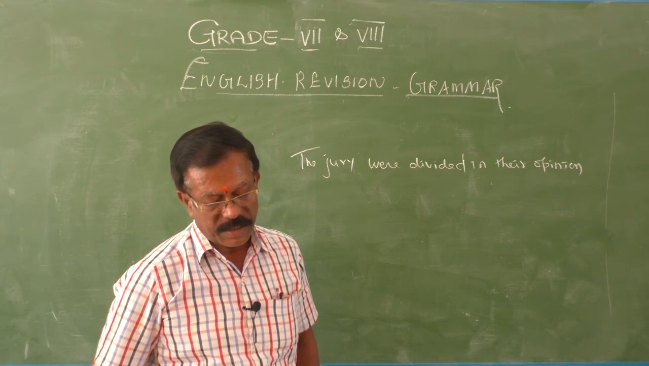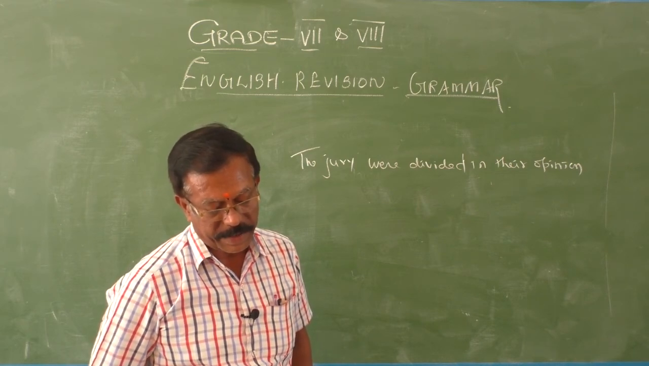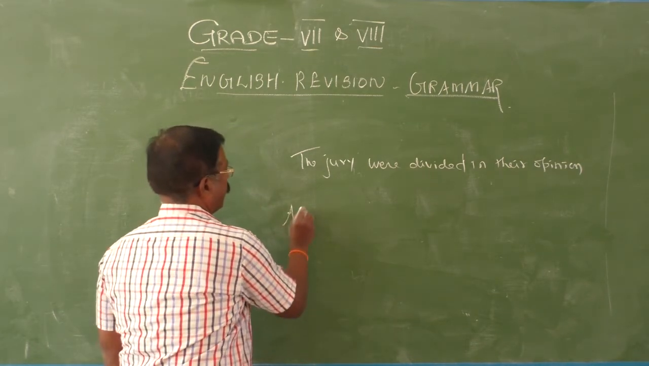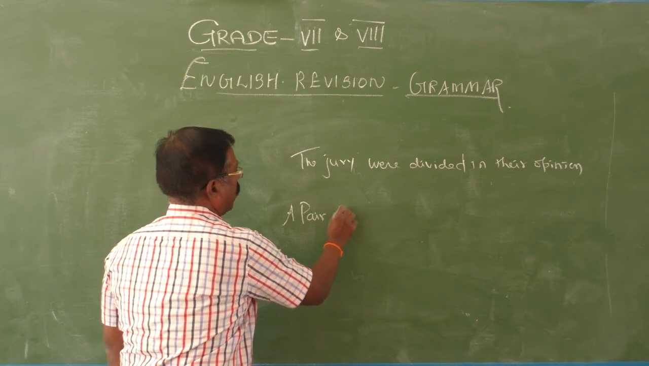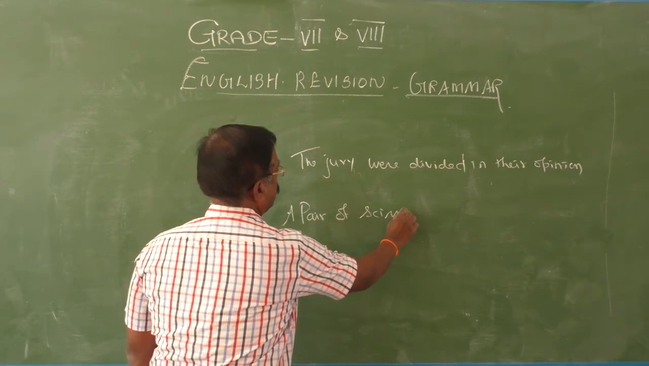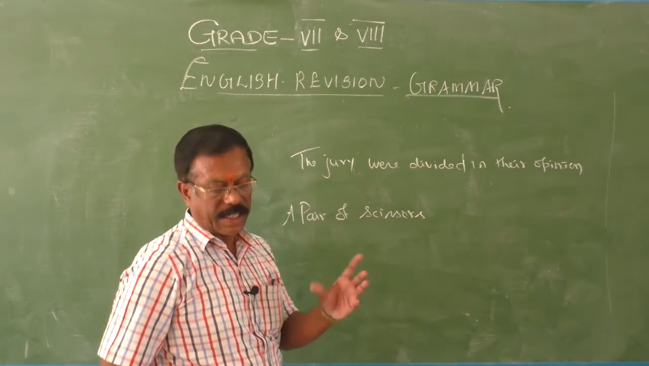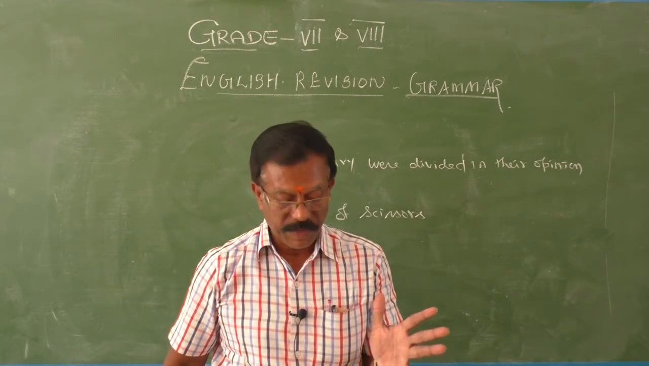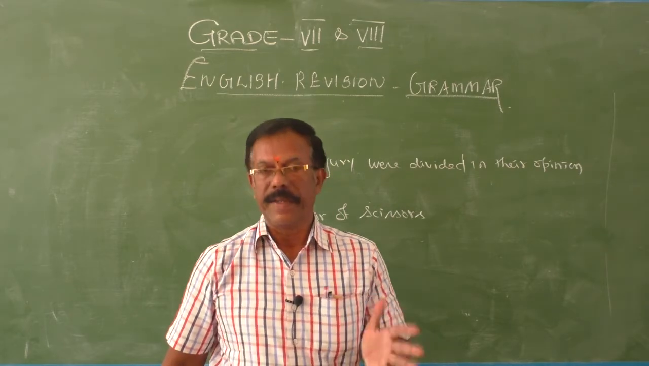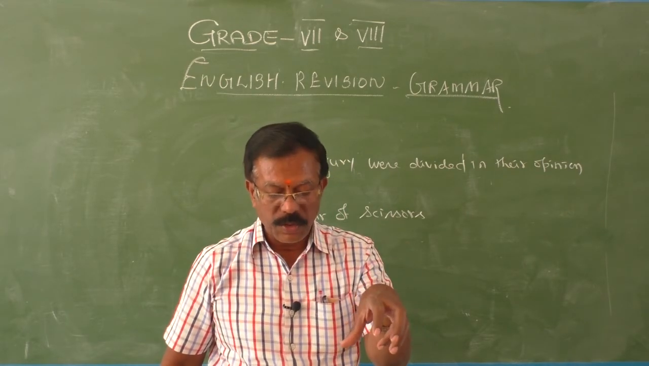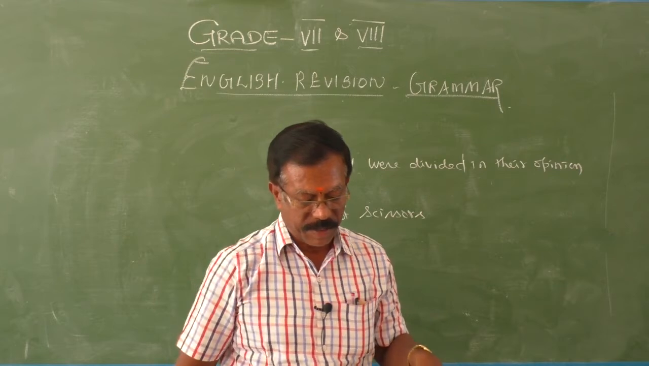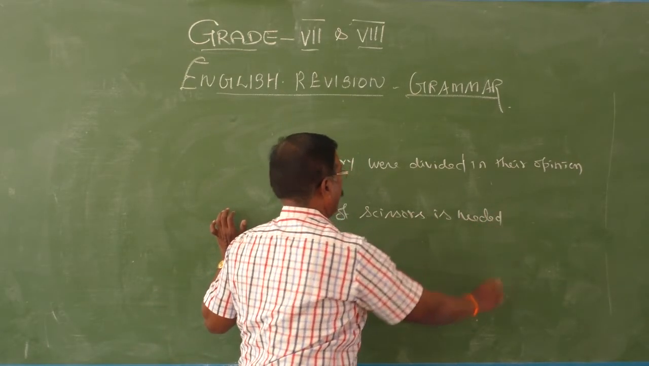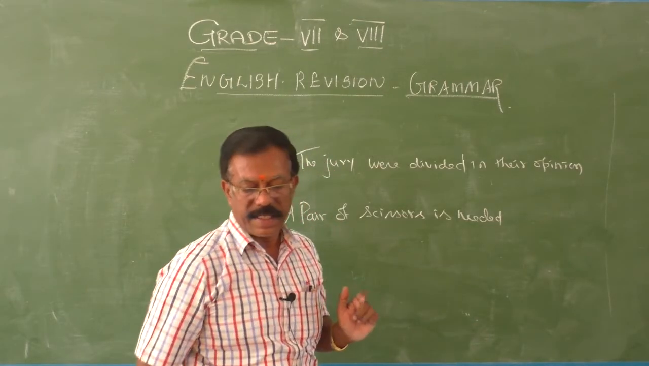Subjects that have the phrase pair of take a singular verb. A pair of scissors. A pair is a collective noun. So subjects that have the phrase pair of always take a singular verb, because a pair refers to only one thing at a time. A pair of scissors is needed. Okay, a pair of scissors is needed.